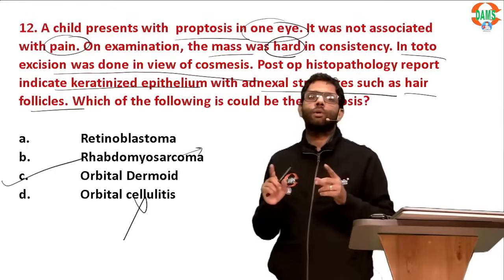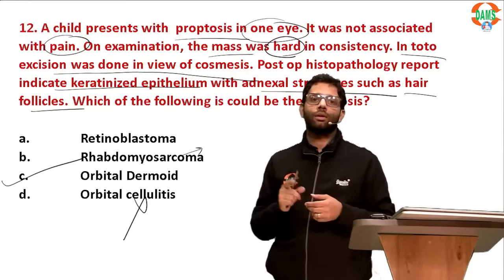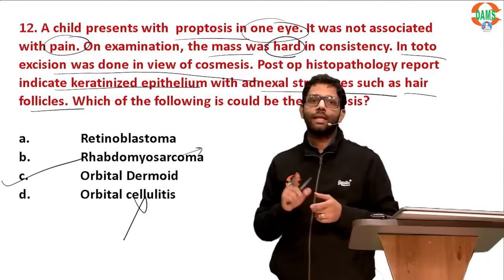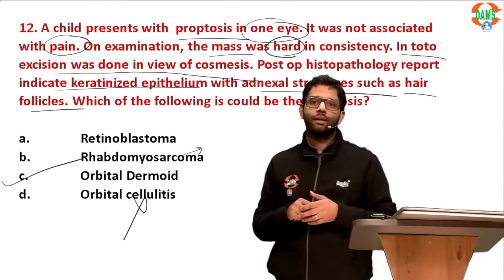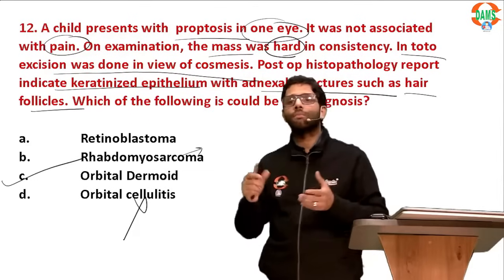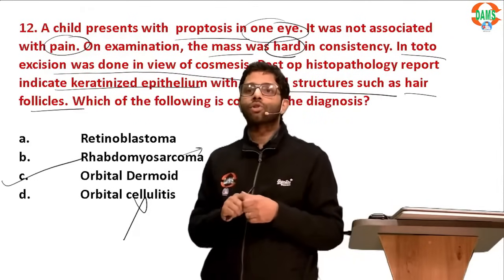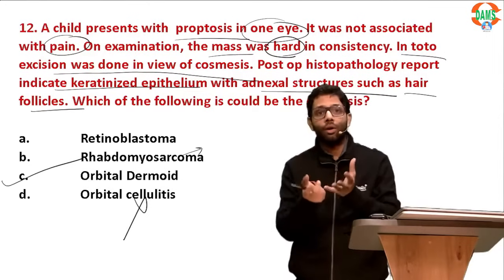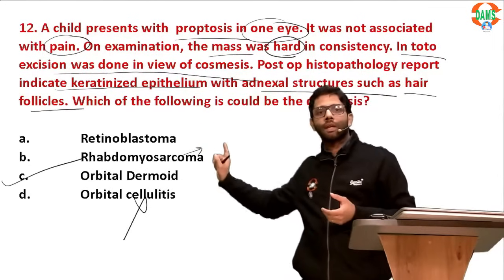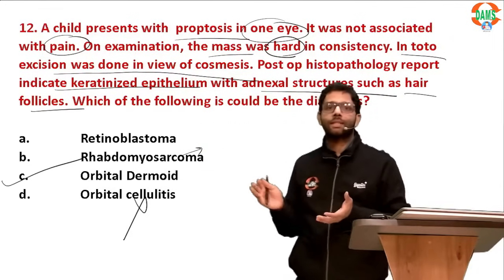Synaptophysin keyword, chromogranin keyword for retinoblastoma. Last year NEET exam question: calcification, synaptophysin, rosettes, leukocoria in a child. Treatment depends on the stage of retinoblastoma. It is the most common malignant tumor in a child. The most common malignant tumor in a child in the eyeball is retinoblastoma. The most common malignant tumor in a child in the orbit is rhabdomyosarcoma.